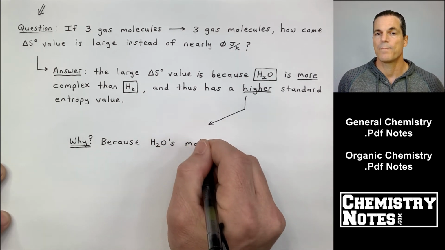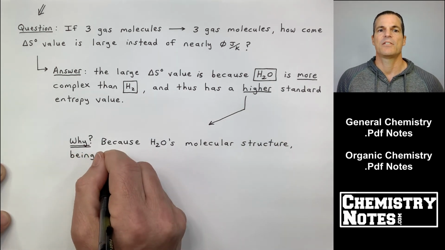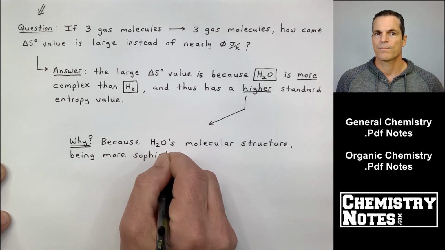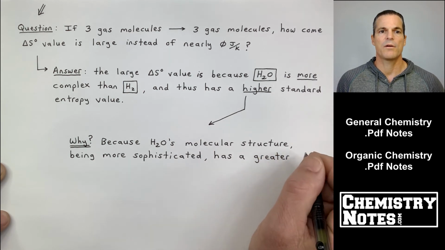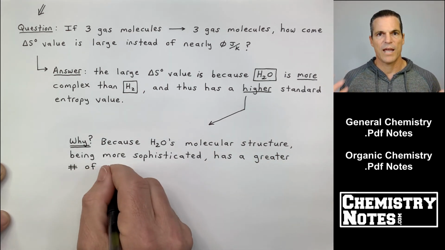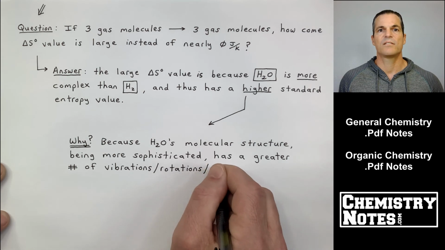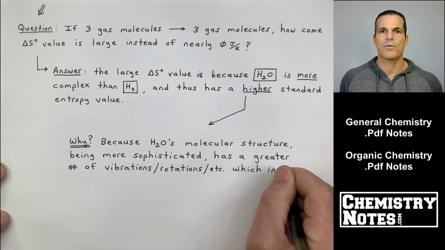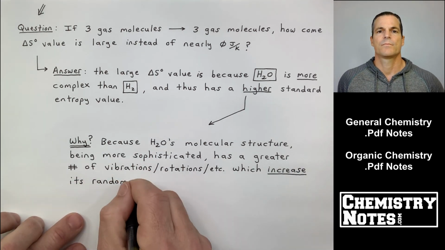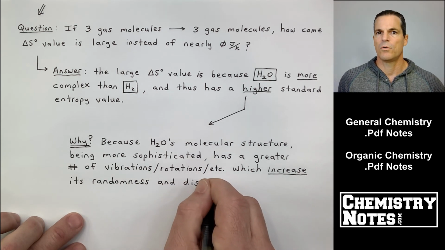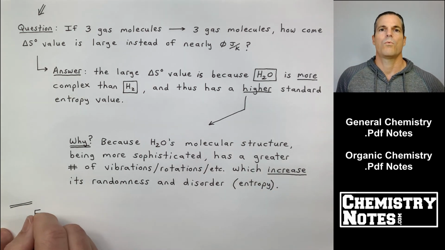So if the question were posed, why does H2O have a higher standard entropy value? It's because H2O's molecular structure, being more sophisticated, has a greater ability to go through different types of vibrations or stretches or bends or rotations, etc. And that increases the amount of randomness associated with H2O versus plain old H2. Water has 2 bonds and 2 lone pairs on the central atom. Hydrogen is simply 2 hydrogen atoms connected by 1 covalent bond.